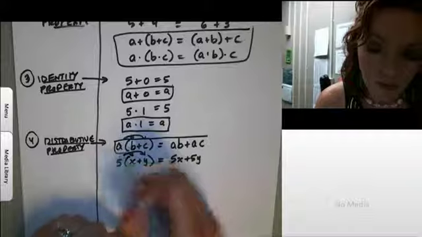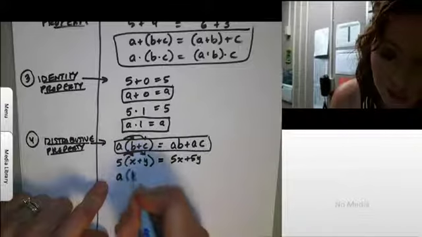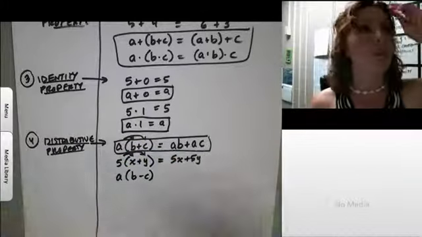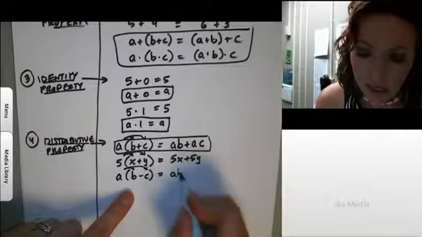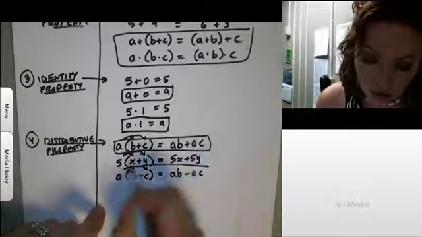Okay. All right. Same thing with subtraction. You just always have to look at whatever the sign is inside of the parentheses. So this is AB minus AC. I'm sure you all can see that.